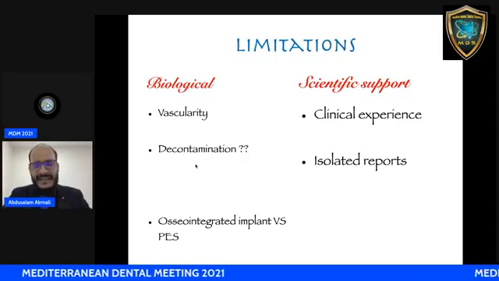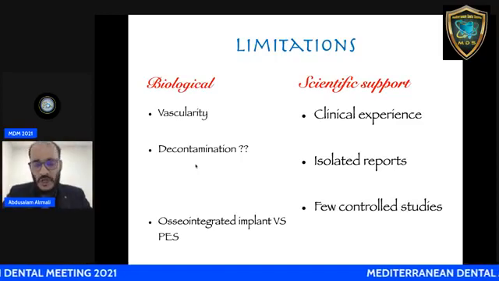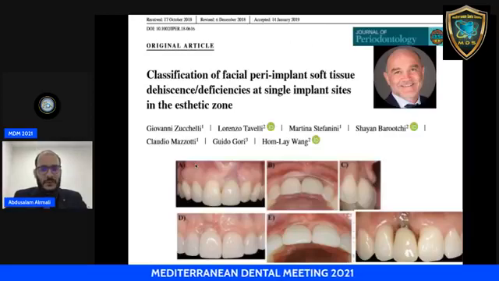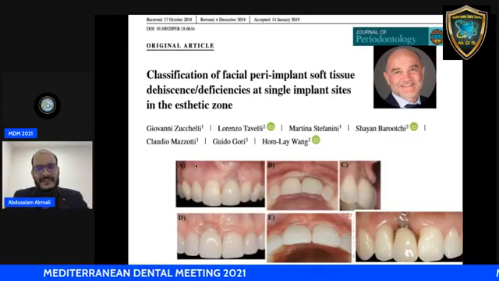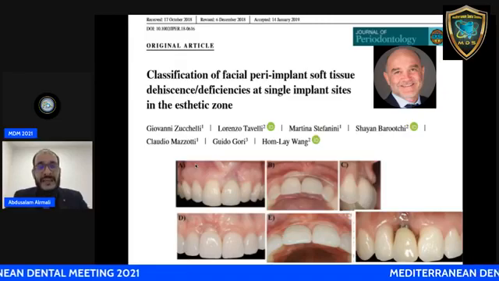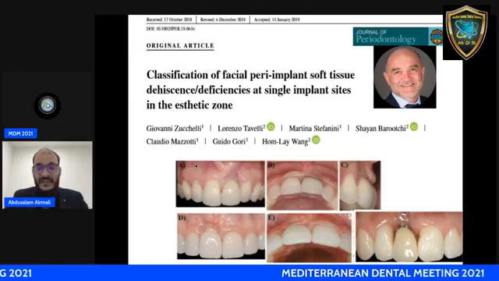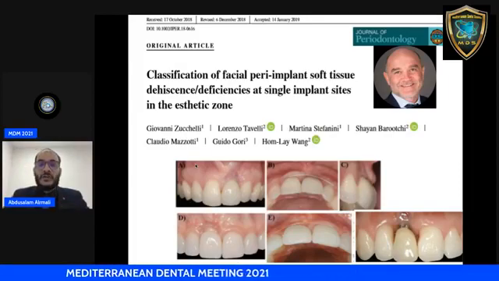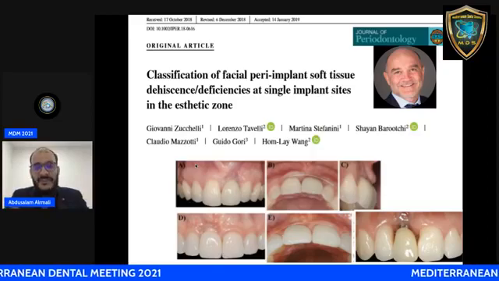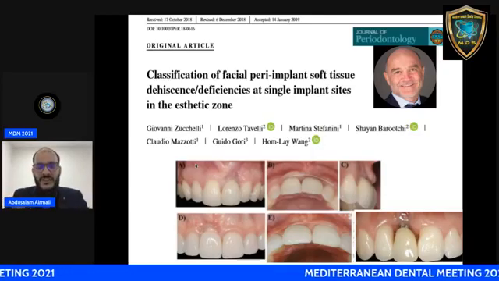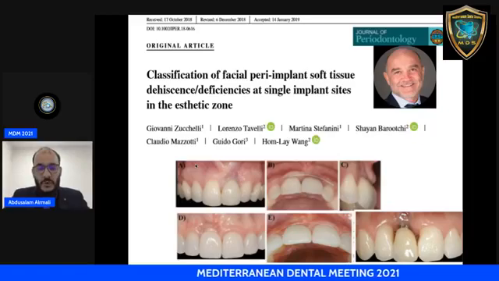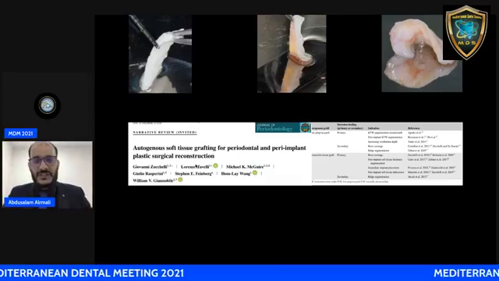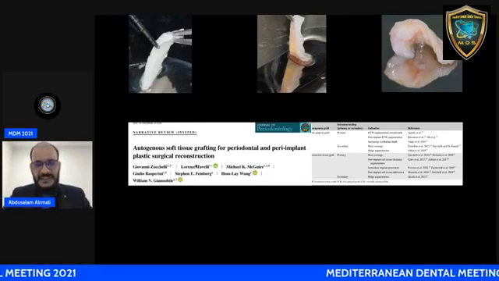Very few clinical studies have been published. Most of the clinical studies are isolated reports with little clinical support. One of the most famous studies, recently published by Professor Zucchelli, is a classification of how we can classify the soft tissue dehiscence around a single implant site. He also wrote recommendations for each class, which surgical technique we're going to do with each class. And he recommended and emphasized the use of autogenous gold standard connective tissue in treating such cases.